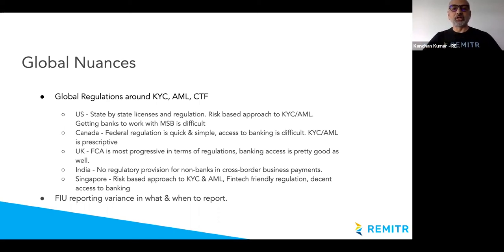I'm sure Ram would tell you a lot more about it. When you talk about any cross-border payments, you have to be cognizant of the fact that you're dealing with a multi-pronged beast. You're dealing with a hydra, and each one wants to behave differently. However, the common goal is that you must help prevent money laundering, and you must help prevent terror financing.